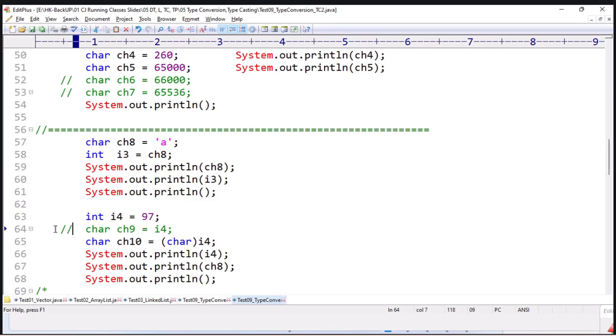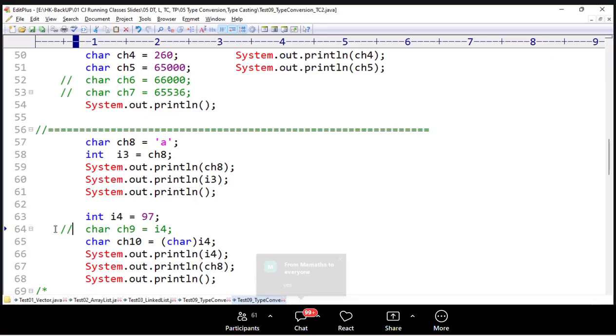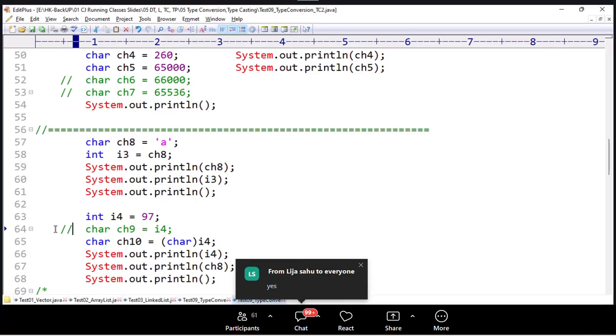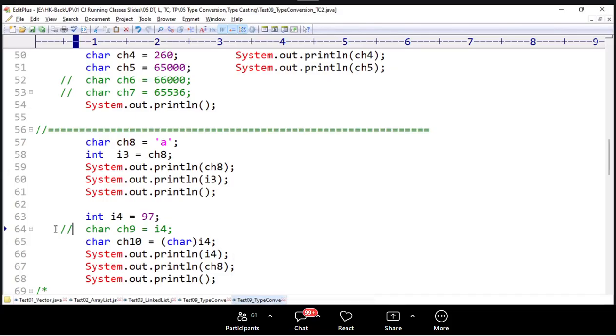Gajanan, don't take extra points, only answer directly. Is it possible to assign char literal to short variable? Yes or no? The answer is yes, but only up to the short range, 0 to 32,767. Beyond it is a higher value, and the compiler throws an error.